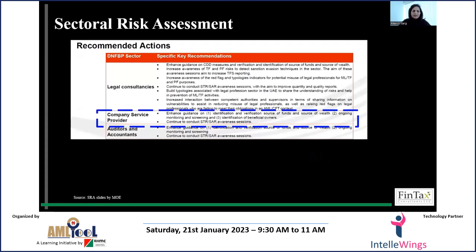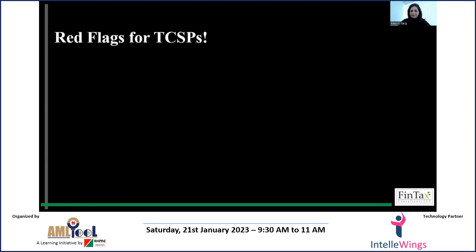So what are the recommended actions? What does the sectoral risk assessment mention? Identification and verification of source of funds and source of wealth, ongoing monitoring and screening, identification of beneficial ownership, and STR, SAR. So in the risk assessment, these few words, UBO, source of funds, source of wealth, STR, SAR, are all over in any sector, in any place. These are the prime things for the risk assessment. Some red flags, not some, but many red flags for TCSPs.